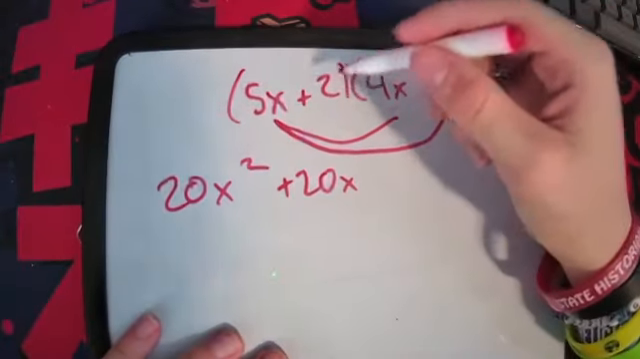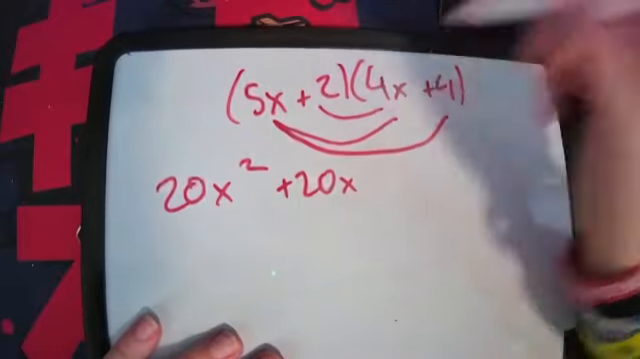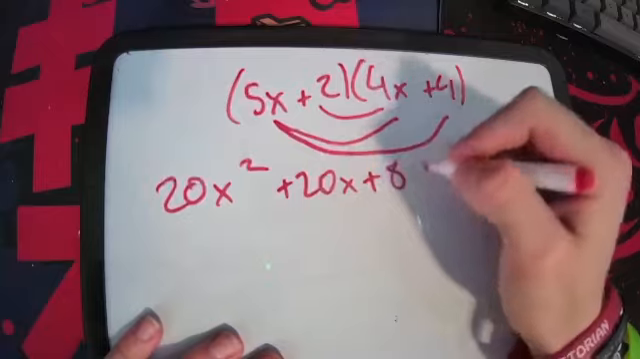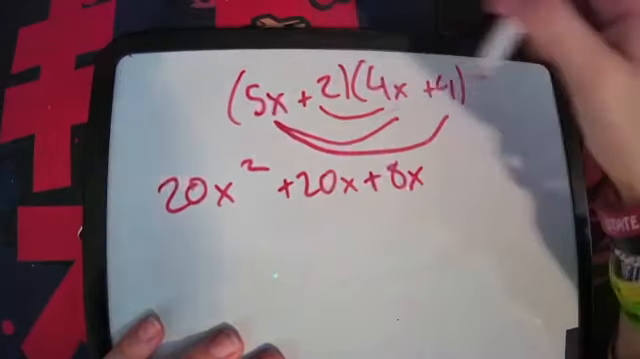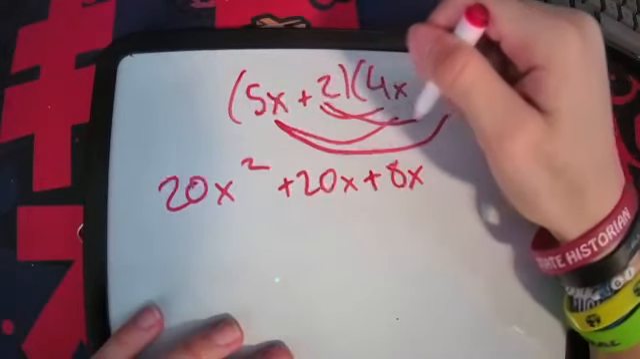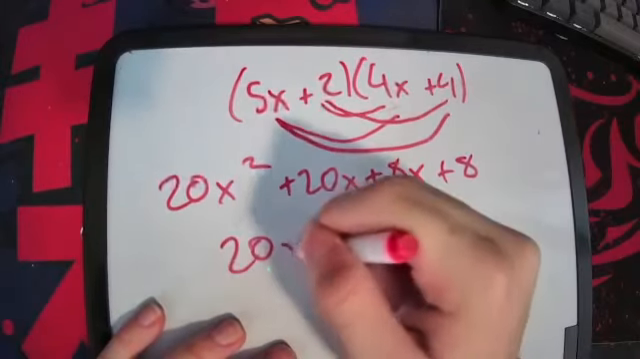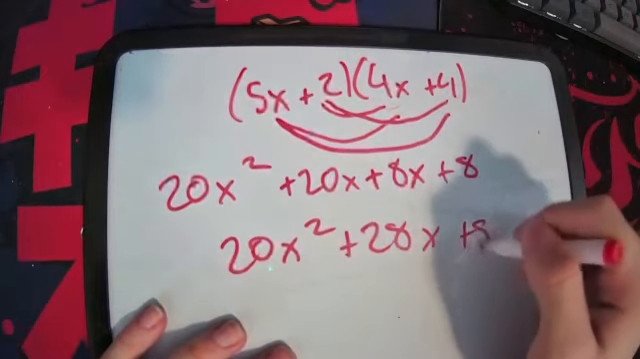Then we have the innermost two terms together, which is 2 times 4x, which is 8x. And finally, we have the last two terms together, which is positive 2 and positive 4. We multiply those two together and we get 8. Our final answer is 20x squared plus 28x plus 8.